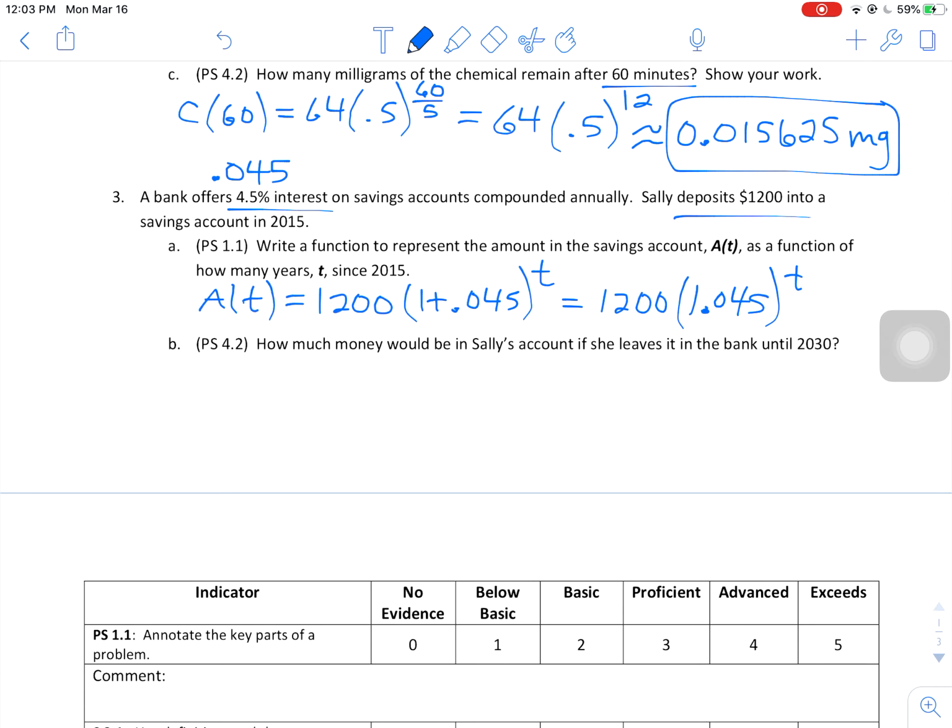And then that last part, B, if you're going until 2030, 2030 minus 2015 means that the time is going to be 15. And then we'll just plug that into our formula. So instead of t, I'm going to put in 15.